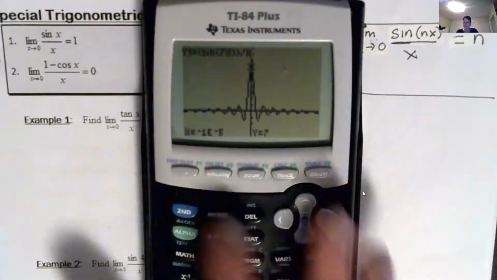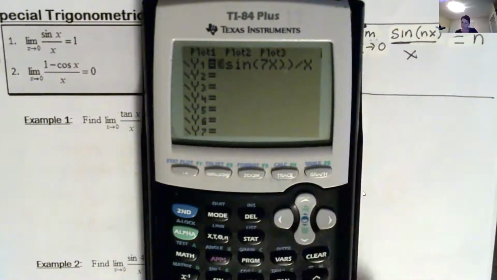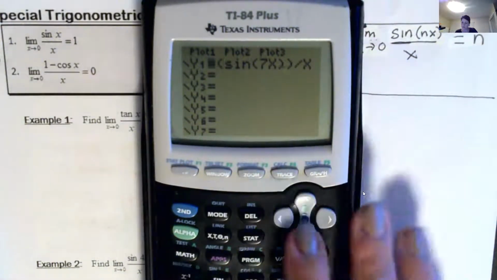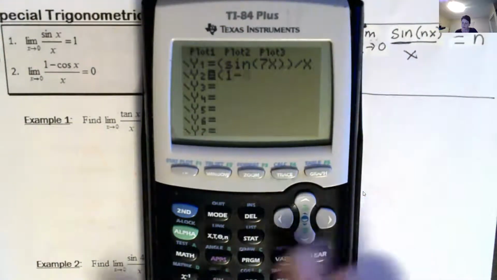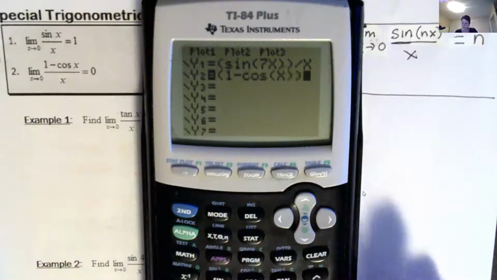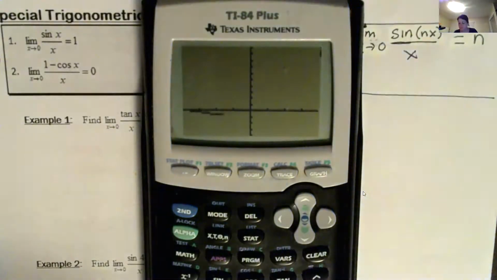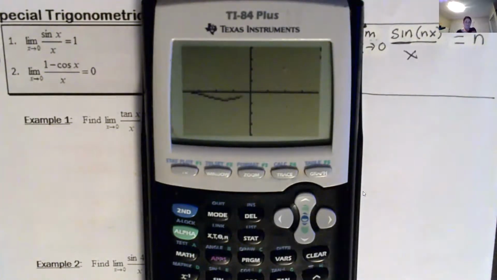All right, and then let's turn that one off. And we will put in 1 minus cosine x divided by x, and graph that one. I should have gone back to zoom 7 for the trig window. So I had changed my y. Okay. There we go.